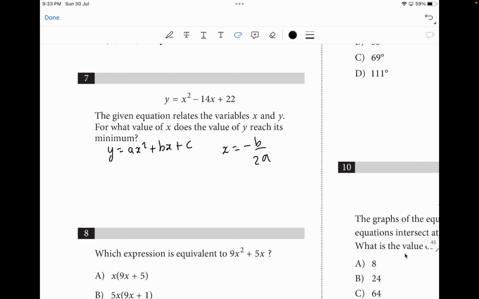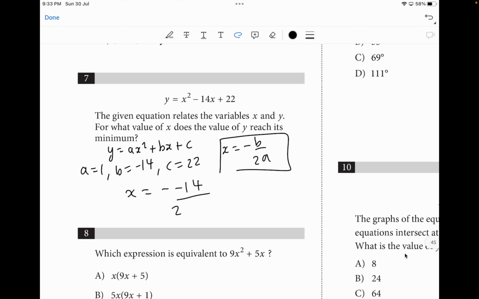In the equation given to us, y equals x squared minus 14x plus 22, we know that a is equivalent to 1, b is equivalent to negative 14, and c is equivalent to 22. All we need to do is plug the values into this formula. So x is equivalent to negative negative 14 divided by 2 times 1. The negatives cancel each other out, so it gives you a positive value. Plugging these values into the calculator, you should get a value of about 7.